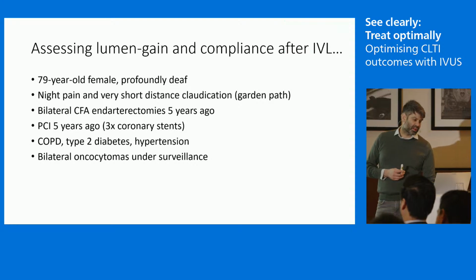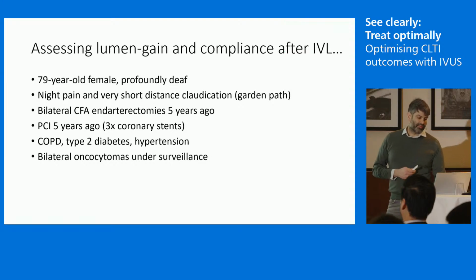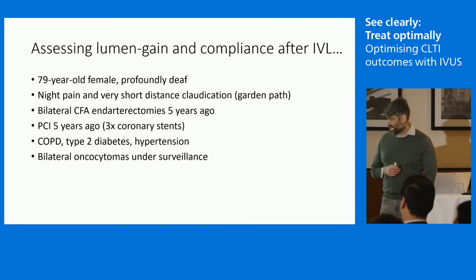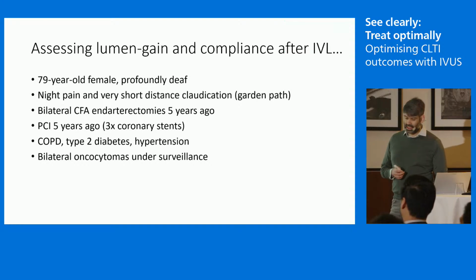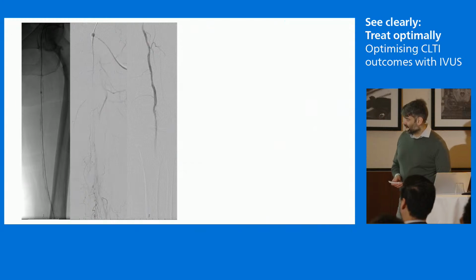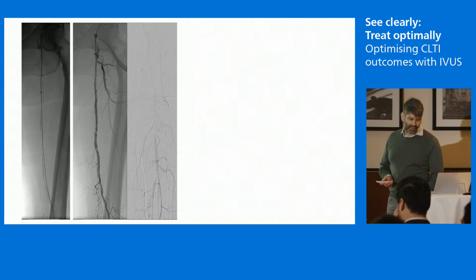So this patient is 79 years old. She's deaf. She's got night pain, rest pain, and very short distance claudication. Can't really get out of her house. She's had bilateral common femoral endarterectomies 5 years ago, PCI 5 years ago with coronary stents placed, and she's got COPD, type 2 diabetes, high blood pressure, etc., and some benign renal tumours that we're just keeping an eye on.